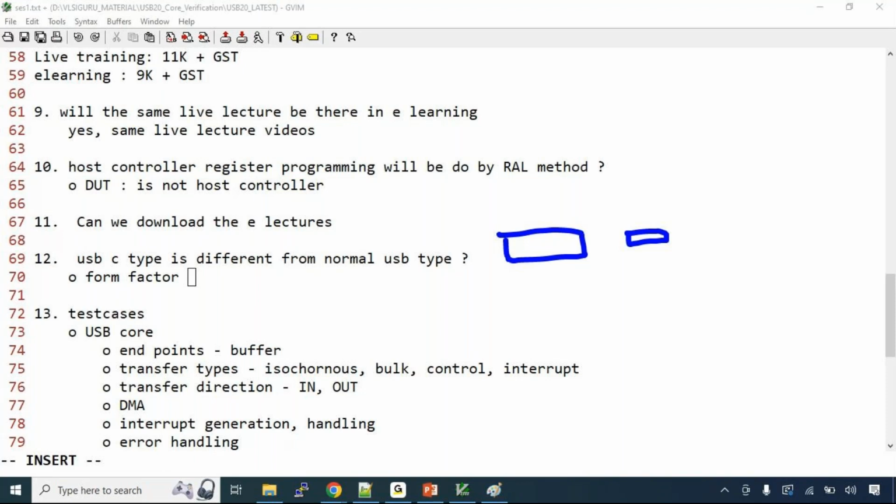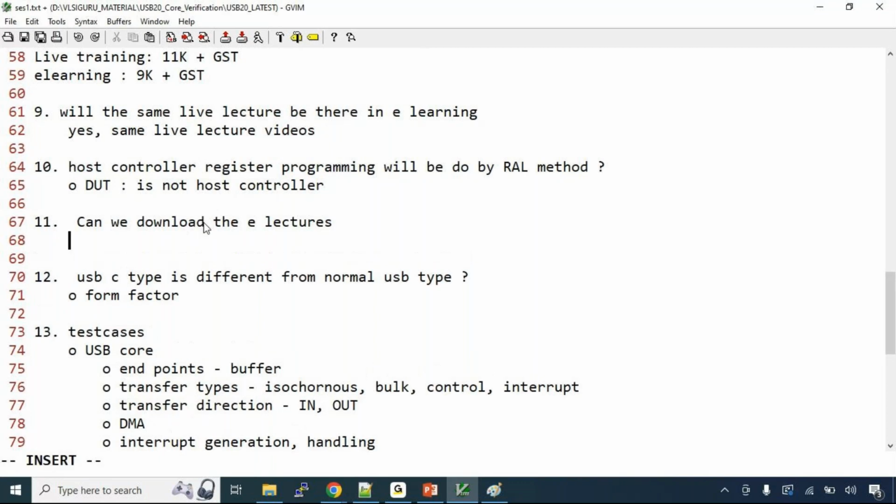The form factor means the size. This is one form factor, this is another form factor. Otherwise the connections will be same, the number of wires that go, everything will still be same. Can we download e-lectures? No, of course no, you cannot download.